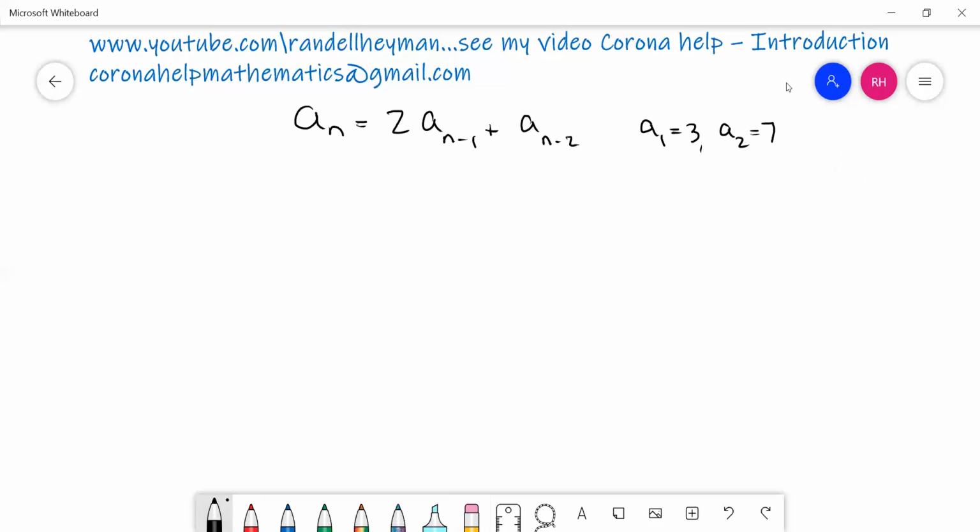First observation is that this is quite similar to the Fibonacci sequence. The Fibonacci sequence is AN equals AN minus 1 plus AN minus 2. So if you can do this one, you'll be able to do the Fibonacci one, I would imagine.